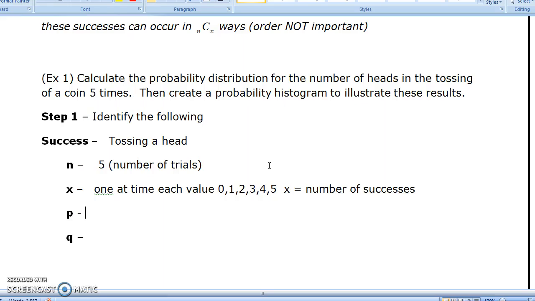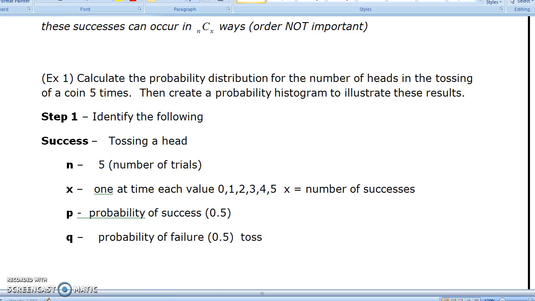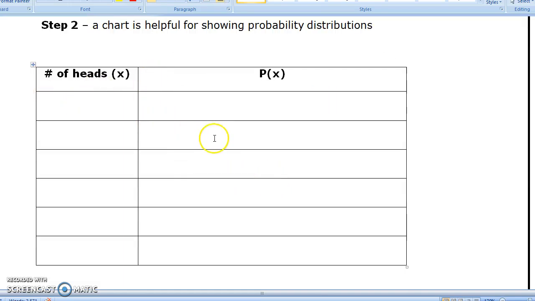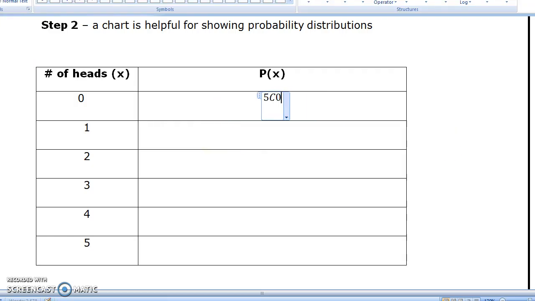Okay. We're going to have to do them one at a time, though, obviously, because we're looking at a number of different cases. P is the probability of success, which is 0.5. Q is the probability of failure, which in this case is 0.5, because, in other words, it's tossing a tail, whereas this one is tossing a head. Okay, so this is all the variables we need to solve this problem, and we just need to use the formula now, basically, to practice. So looking here, number of heads, we could have 0, 1, 2, 3, 4, 5. Probability wise, we're looking at 5 choose 0.